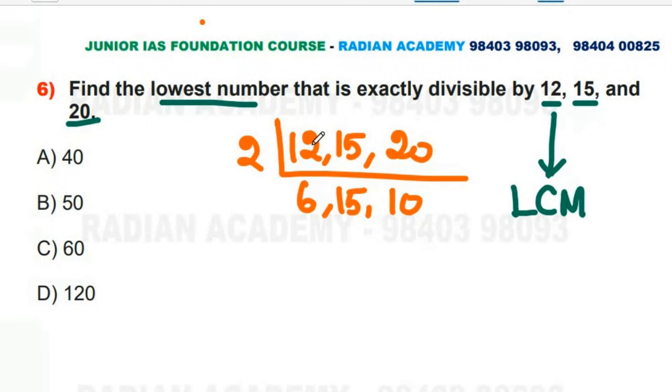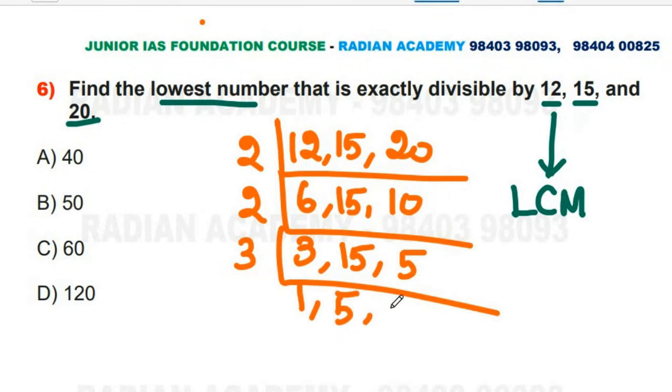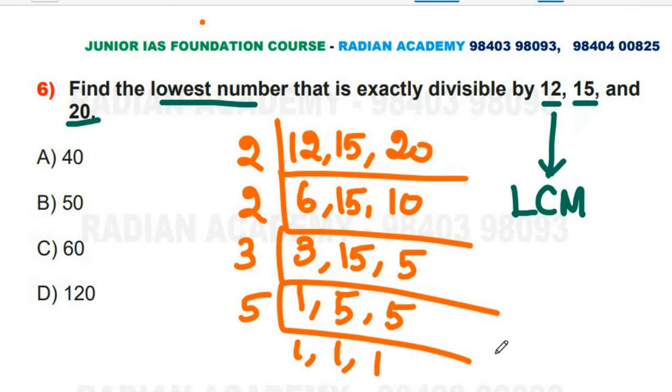60. So I will find the LCM. You know the LCM by this method. I start with 2: 12 gives quotient 6, 15 is not divisible by 2, therefore keep the number 15 as it is, 20 gives 10. Next you can try 2 again, so this is 3, this is 15, this is 5. Next you can try 3 or 5, so this is 1, this is 5, this is 5. Next try 5, so 1, 1, 1. Therefore multiply these numbers, 2 into 2 into 3 into 5, which is the LCM. So the LCM is equal to 60.